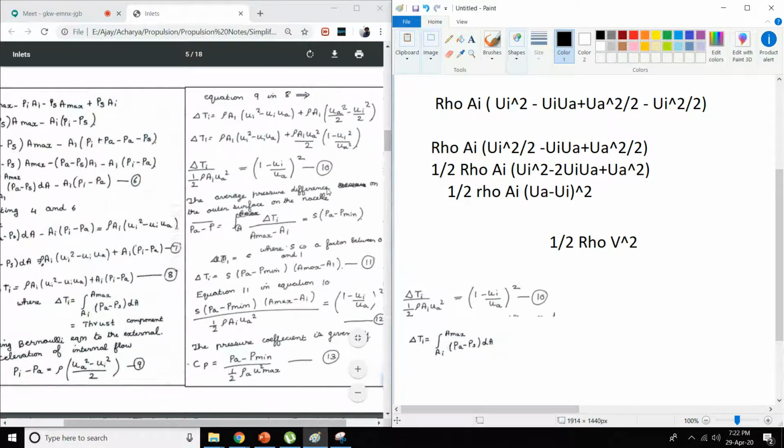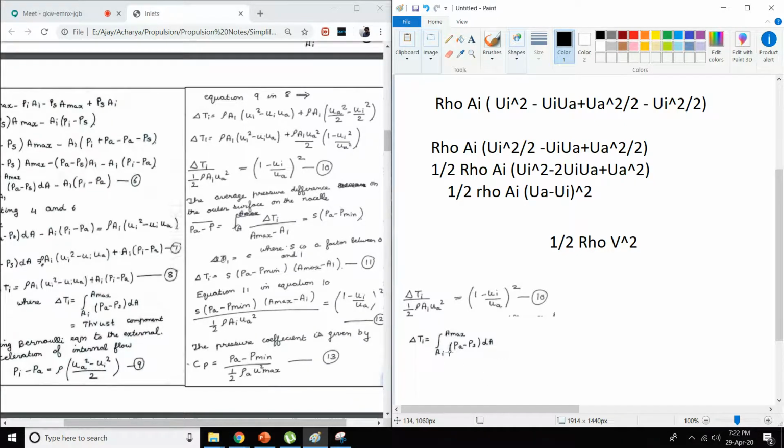The average pressure difference on the outer surface of the nacelle is equal to del Ti, integrated over A max minus AI. This he has taken common. So PA minus PS, if you bring it down to the other side, or take the integration, becomes delta Ti divided by the integral of dA from AI to A max. So delta Ti divided by A max minus AI is equal to PA minus PS.